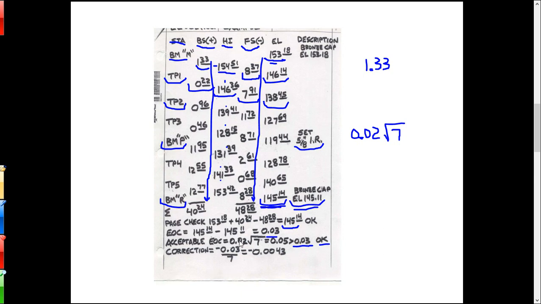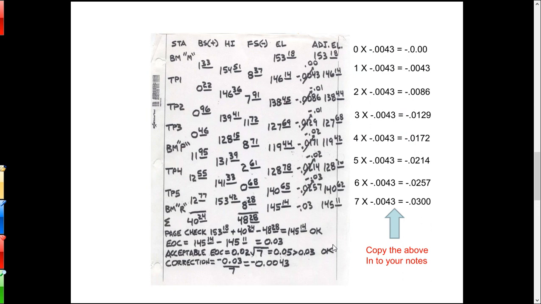To do that, we take the negative of our error of closure, because we came in high and had a positive error of closure. We want to correct down. So we take negative 0.03 and divide it by the number of setups, which is 7, and we get negative 0.0043. The next thing I want to do is get the adjusted elevations that correct for the error. I'm going to take the elevations from my original set of notes and adjust them. I take my correction factor and successively multiply it by 0, 1, 2, 3, 4, 5, 6, and 7, and adjust each of those elevations by those products.